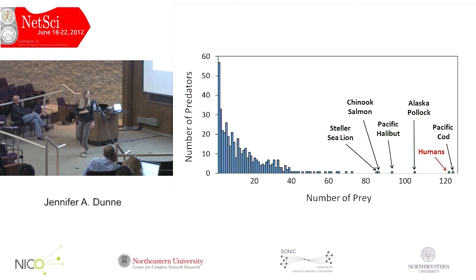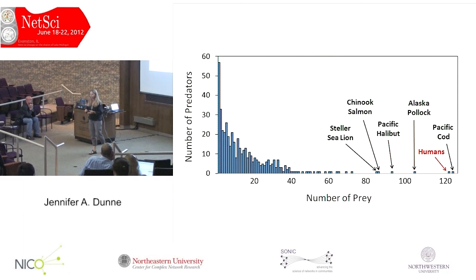Here's just a simple histogram of the number of predators that eat a particular number of prey. So humans are way out here. They're basically number 2 in terms of their generality, second only, very slightly, to Pacific cod, and then some other fish species down below, Steller sea lions. So humans were super generalists in this system. They're super omnivores. They're feeding at all trophic levels.